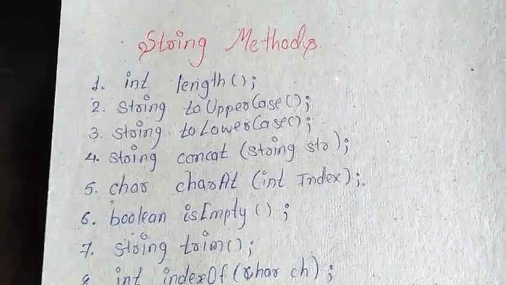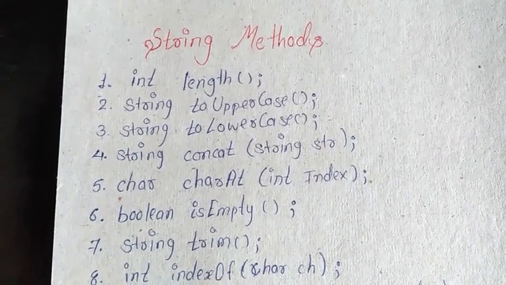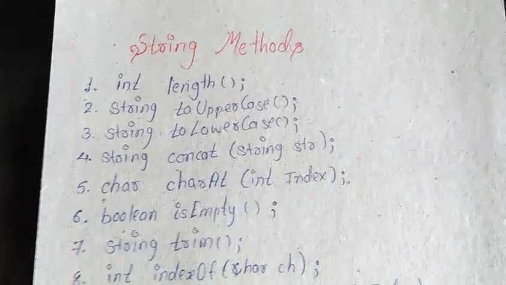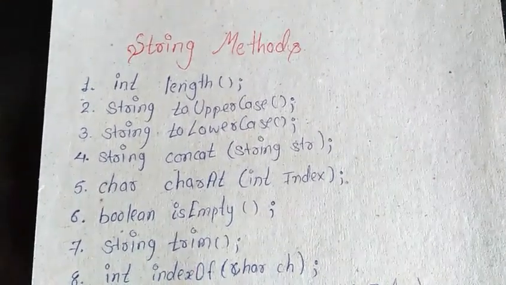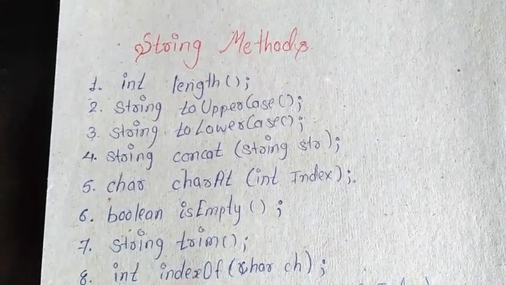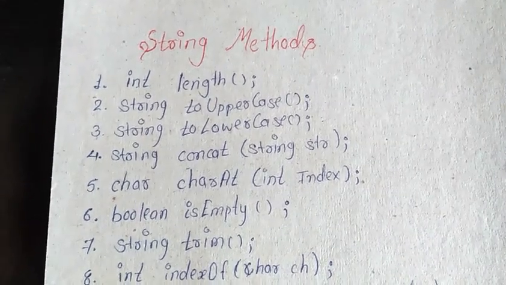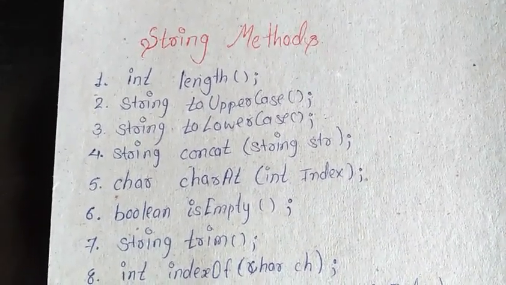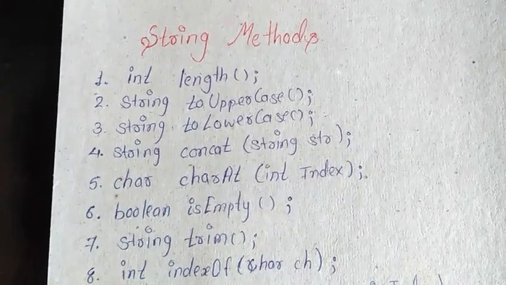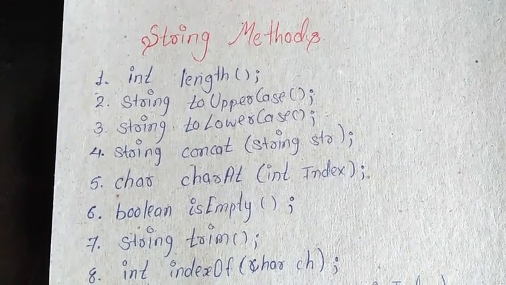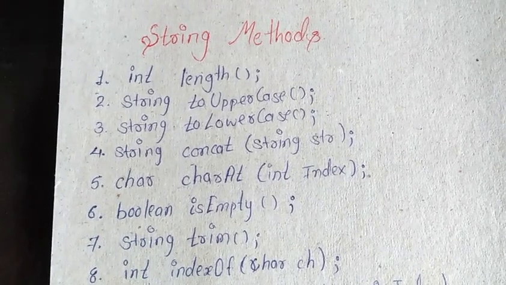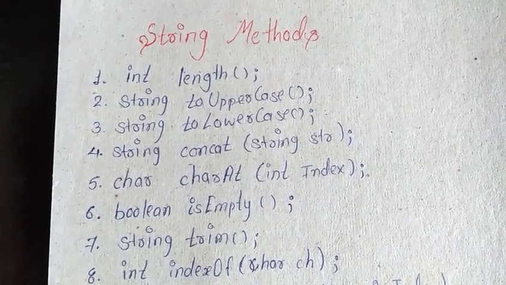First, length. It returns the length of the string, including blank spaces. Second, toUpperCase. It converts the string into capital letters. Third, toLowerCase. It converts the string into small letters. Fourth, concat. It merges two strings. Fifth, charAt. It returns a particular character present at the given index. Sixth is isEmpty. This method checks whether a string is empty or not.